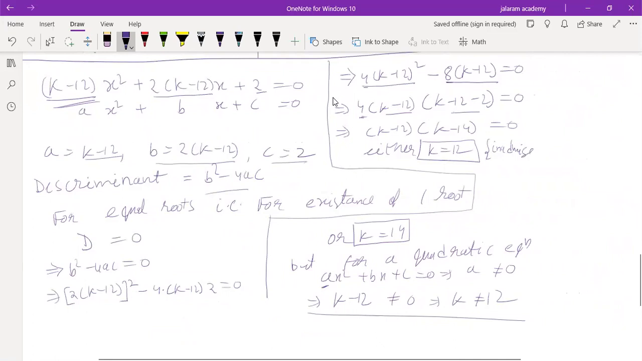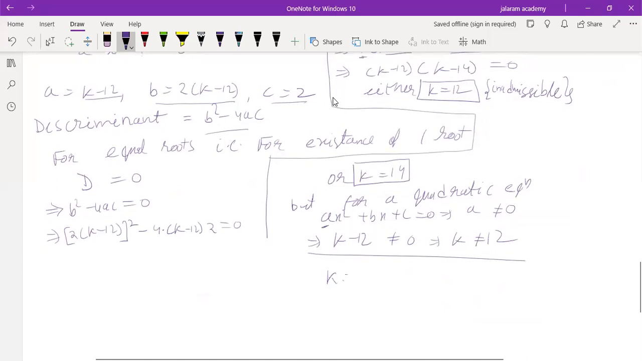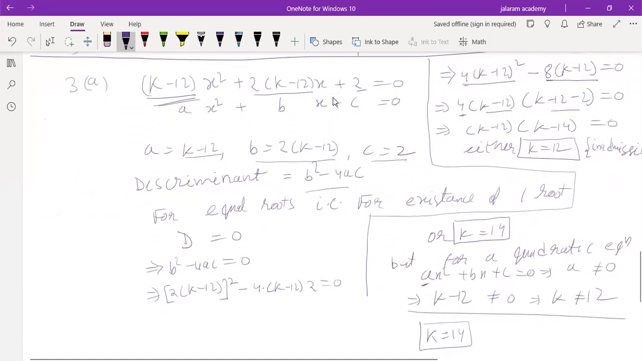This answer is inadmissible. Its admission is not possible. So k equals to 14 is the value of k, which is making this equation to have only one root. Is that clear to you?